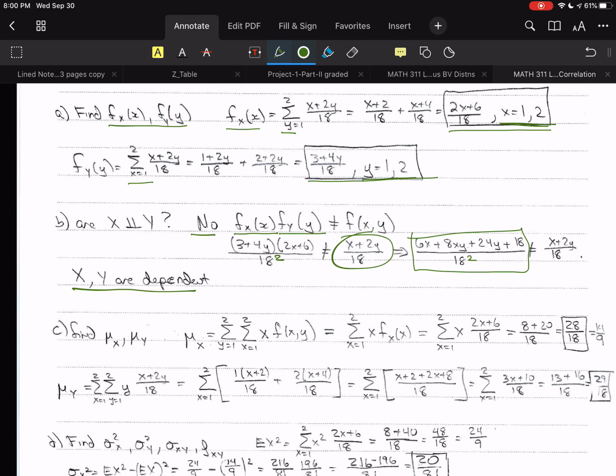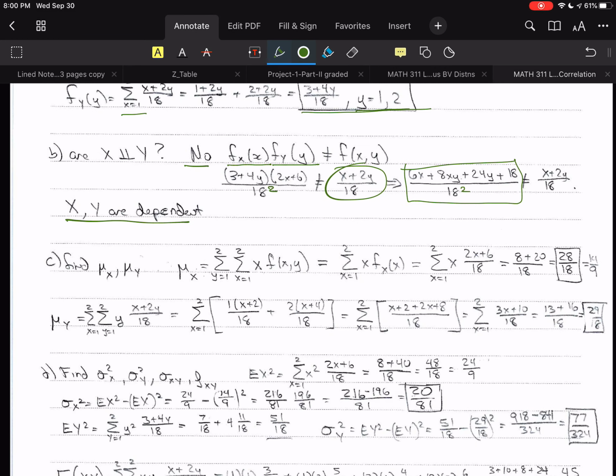Now we want to find the mean of x and the mean of y. So to do this, we have to sum over both x and y of x times f of x y, all right? And when we work through that, we end up with 28 over 18. You could also reduce that to 14 over 9 if you like. I don't think you want to do that because of the mean of y and the calculations we're going to do later. To find the mean of y, we can sum y times f of xy over both x and y.